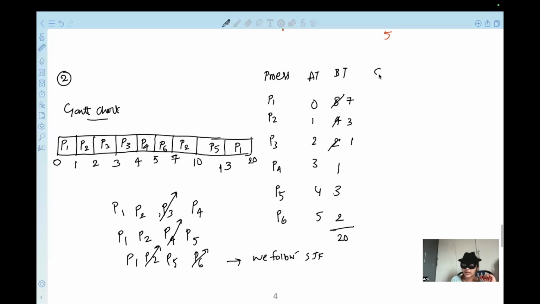Now we will write the completion time, turnaround time and the waiting time. I hope you understand the problem of SRTF. So 20 and 10, 4, 5, 13 and 7. Turnaround time: 29, 2, 2, 9, 2. And waiting time is 12, 5, 0, 1, 6, 0.